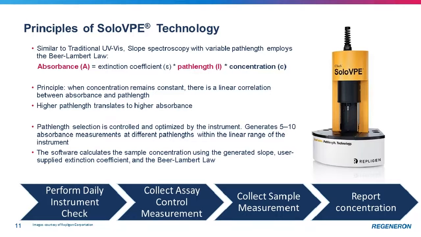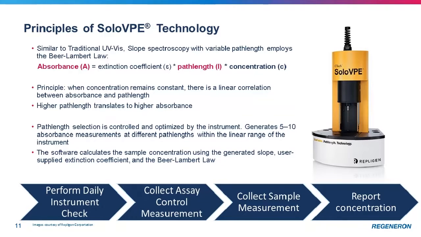Similar to traditional UV methods, the slope spectroscopy technique also employs the Beer-Lambert law. However, instead of keeping path length constant and varying the concentration, the SoloVPE instrument is able to vary the path length while keeping the concentration constant. In other words, if we know the extinction coefficient of the analyte at a specific wavelength and we keep concentration constant, there is a linear correlation between the absorbance at that wavelength and the path length of the instrument.